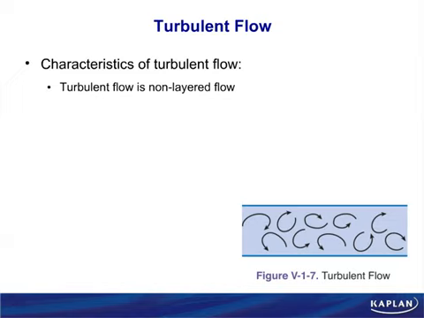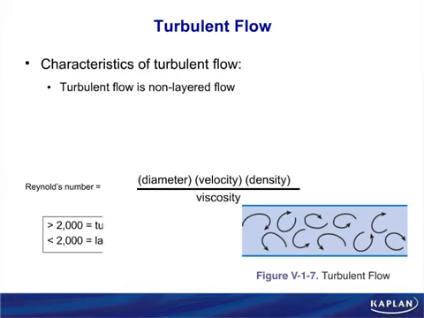Notice the picture down in the lower right. This is turbulent flow. We no longer have those layers, those sheets of flow occurring. Notice the chaotic pattern of turbulent flow. All right, what determines if flow is laminar or turbulent? Well, it's something called Reynolds number. And if Reynolds number becomes greater than 2000, then there's turbulence. If it's less than 2000, then we have laminar.